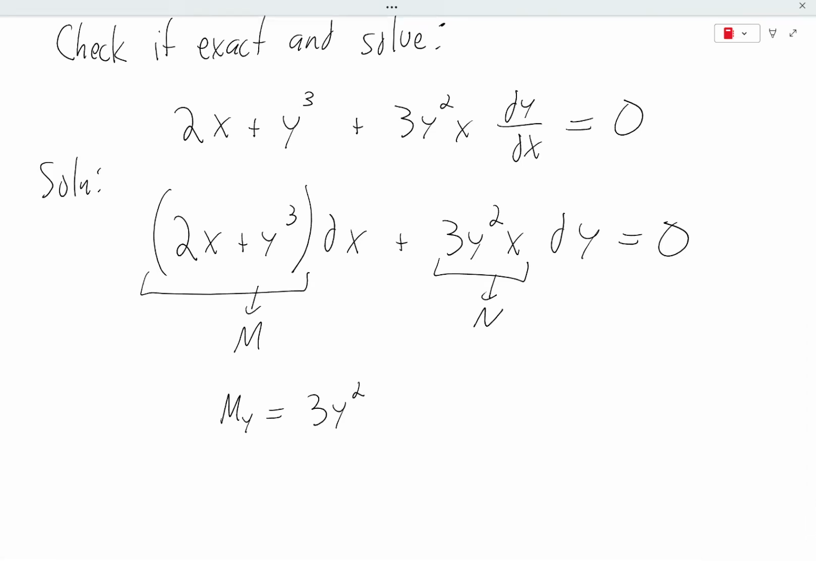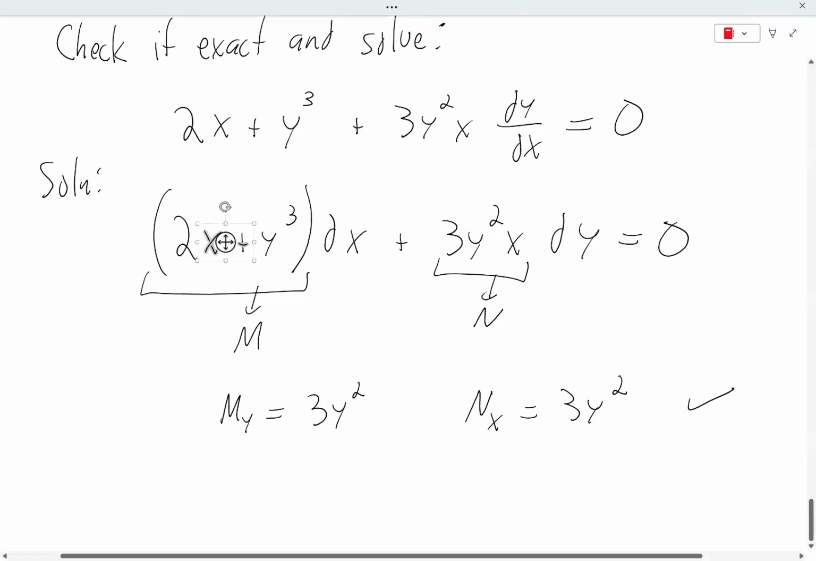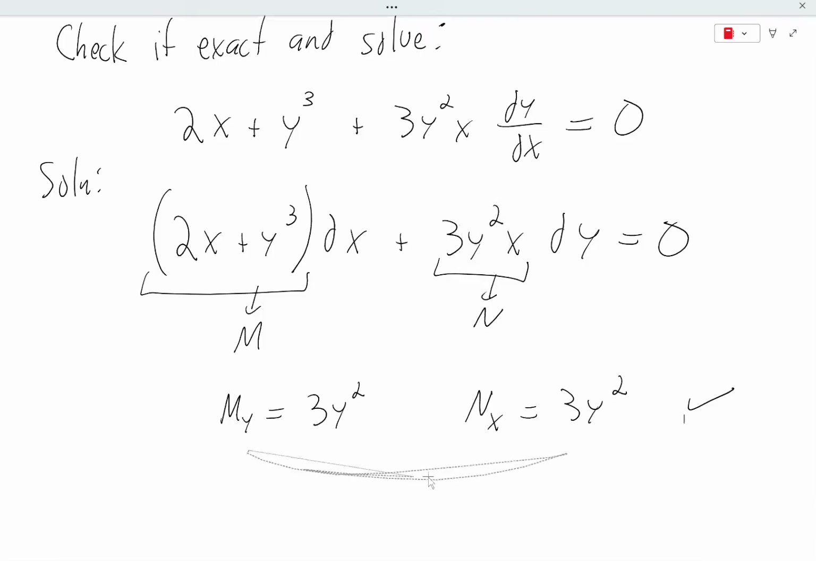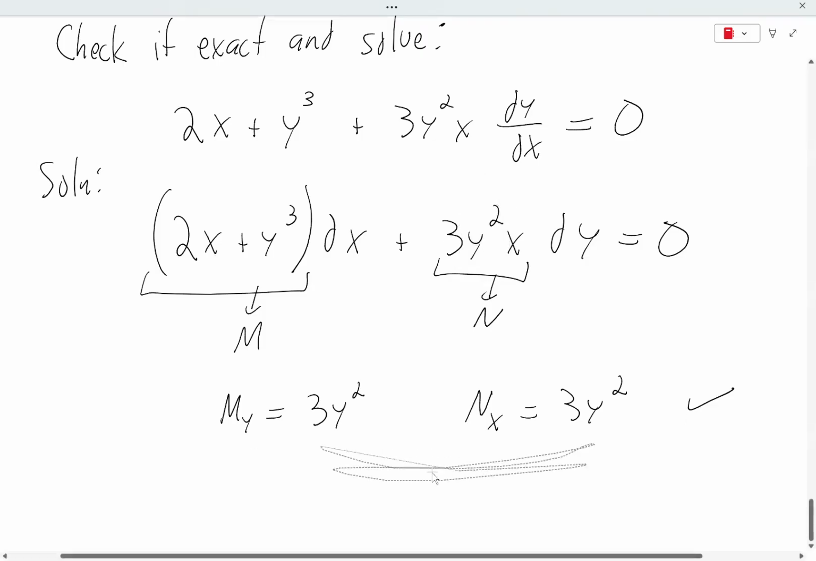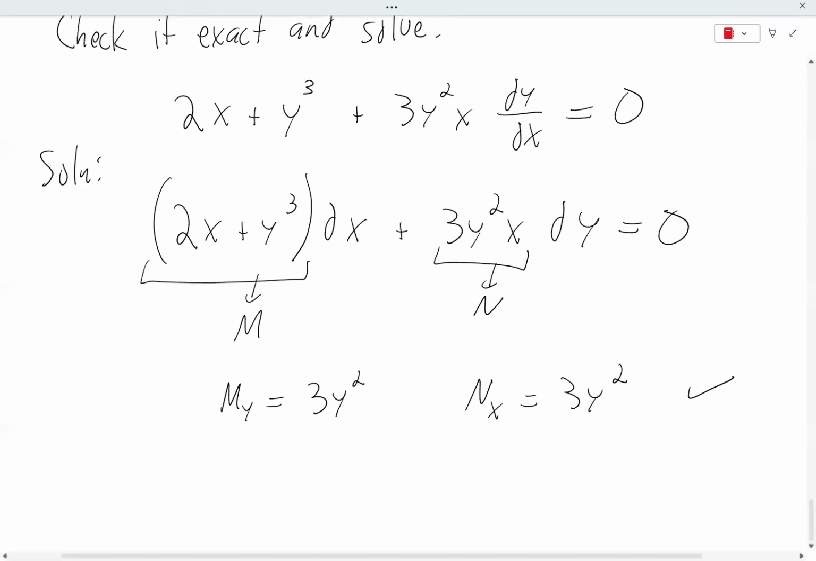Now, what's N? What's the partial of N with respect to x? It's going to be 3y squared again, right? Okay, and those are the same there. Basically, those could be partial derivatives. This could be an f sub x, this could be an f sub y, because the mixed second derivatives are the same here. So there's a chance that this is exact. Okay, actually, this is exact now.